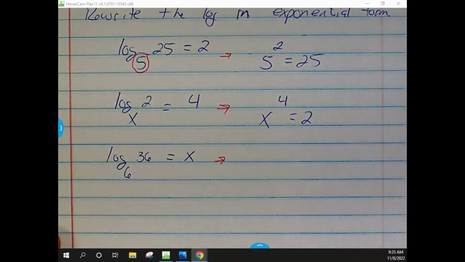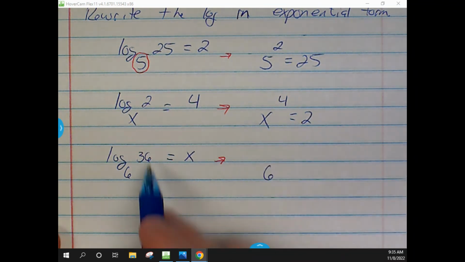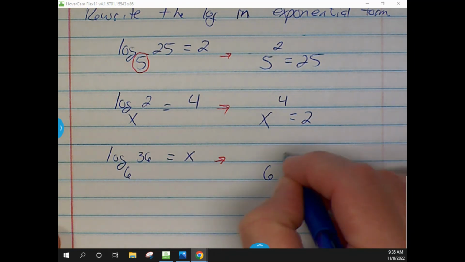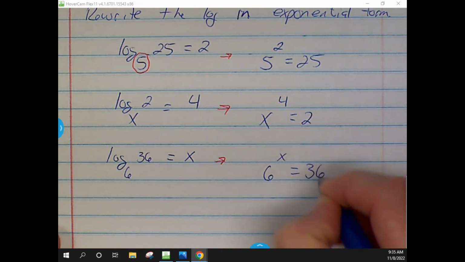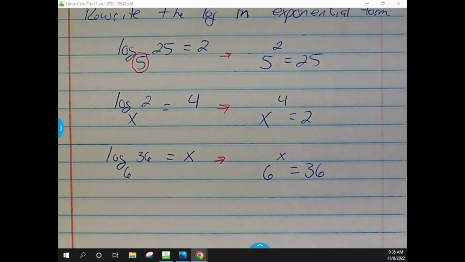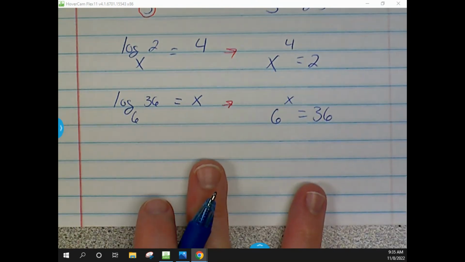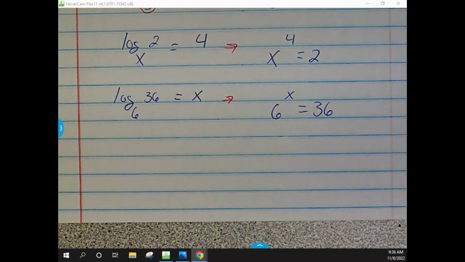All right, so we've got log of 36 base 6 equals x, or again, log base 6 of 36 equals x. Again, base is at the bottom, so we know that's 6. And again, just switch these two numbers. All right, and then the one last thing.